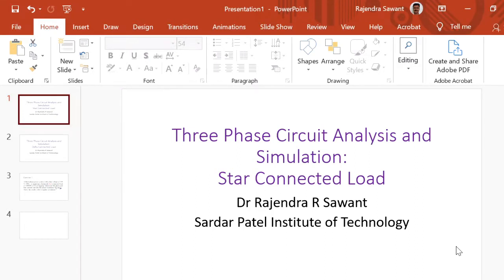Today we are going to study three-phase circuit, its analysis and simulation with SQL simulation tool developed at IIT Bombay. Today specifically we are looking at star connected load and we are going to analyze a given exercise for a star connected balanced load.